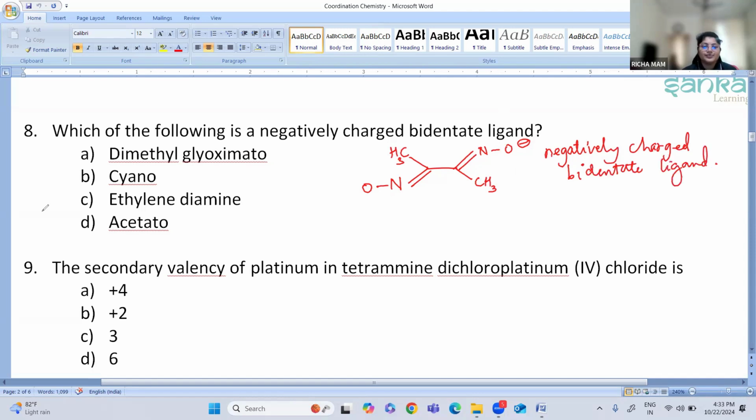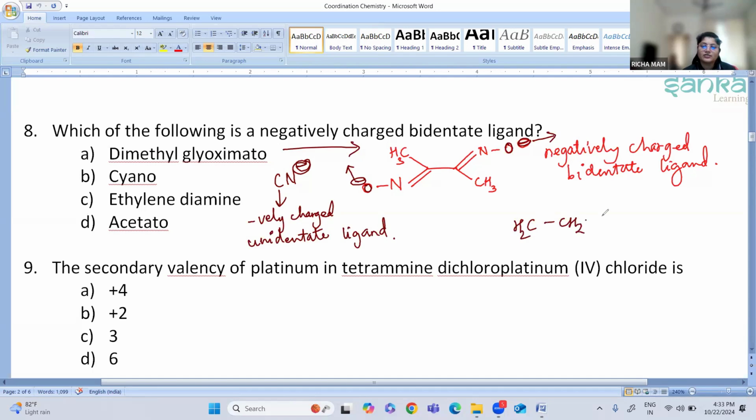Next is cyano. We write it as CN minus. So this is also negatively charged, but it is a unidentate ligand. Dimethyl glyoxymate will attach to the metal from this oxygen and from this oxygen, while cyano will attach only from one atom. So this is negatively charged, but it is unidentate, so this is wrong.